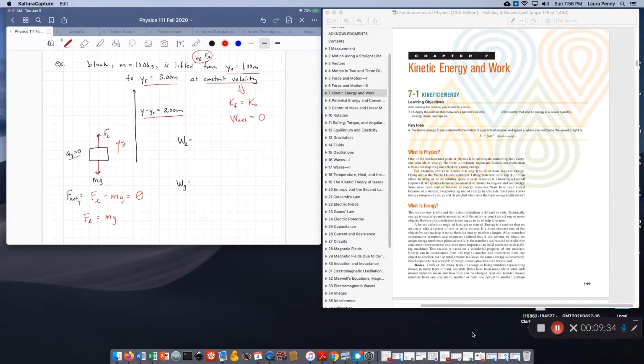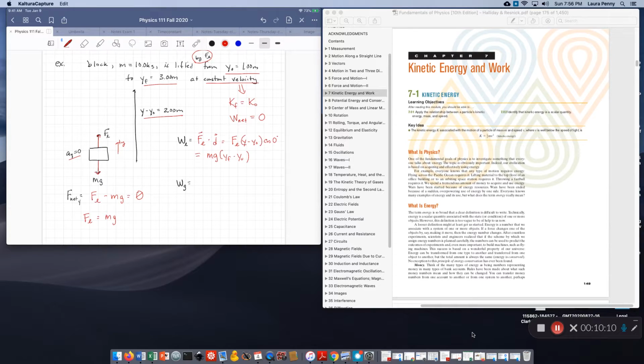And so if I do the work done by my lifting force, the lifting force is in the upward direction, right? That's going to be the lifting force times y minus y naught, and the angle between these is 0. And so I end up with just mg times y final minus y initial.